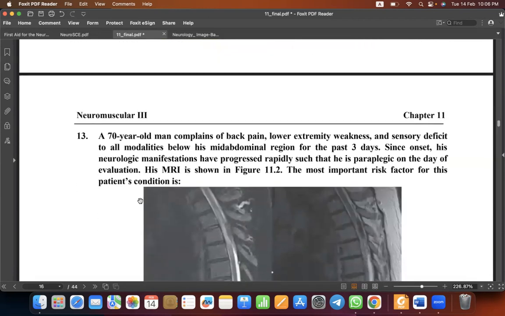The next question. A 70 years old man complains of back pain, lower extremity weakness, and a sensory deficit of all modalities below the mid-abdominal region for the last 3 days. Since onset, his neurological manifestation has progressed rapidly, and he became paraplegic on the day of evaluation. The MRI is shown here. So there's back pain, lower extremity weakness, sensory deficit with a sensory level. So there's myelopathy. As you can see, what is the issue there?